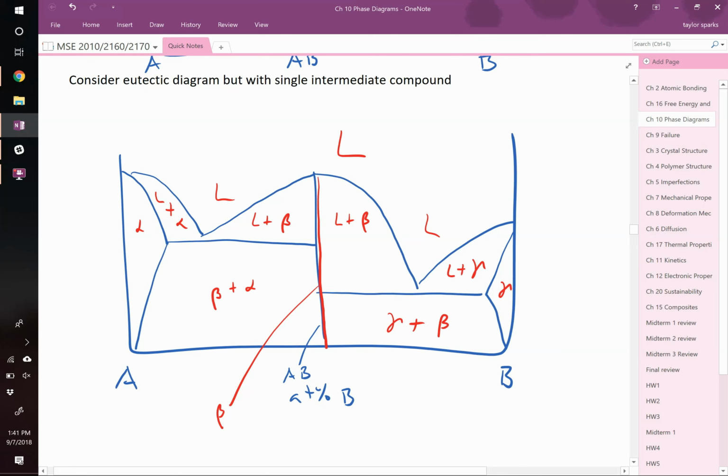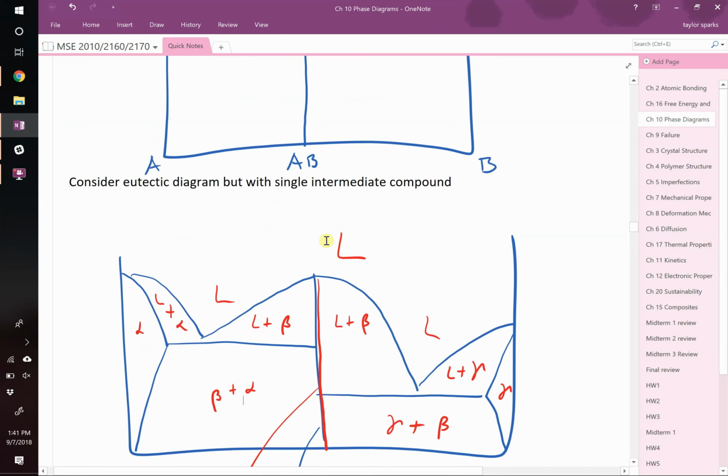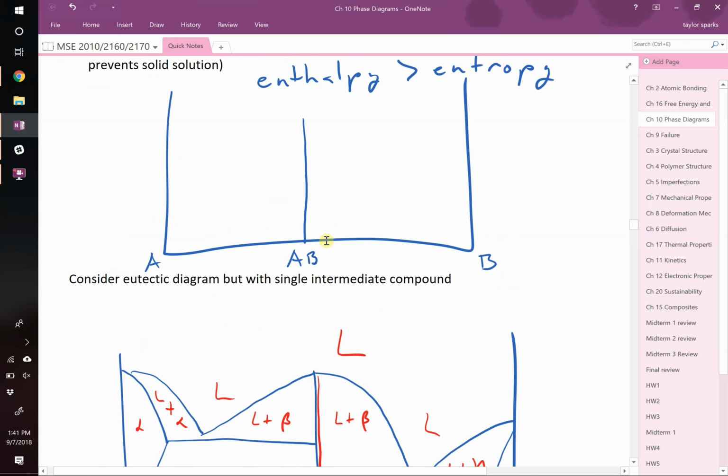So I always start at the top, because that's where my liquid is. Anything that's touching liquid, I write liquid plus, and then I write a Greek letter. If I notice, like I did here, that I had a liquid plus beta that I'd already done, and on this side, I was about to write liquid plus gamma, that's a problem, because then you've got beta and gamma, but you don't have room for three regions there. So you know that beta must be on both sides of this, and that told me this was a line compound. Yeah?